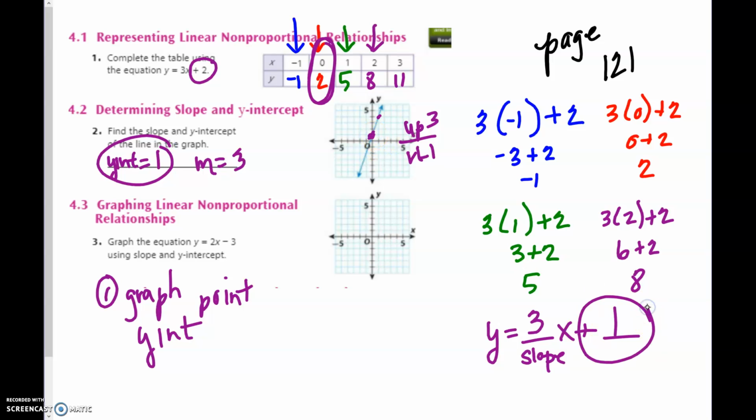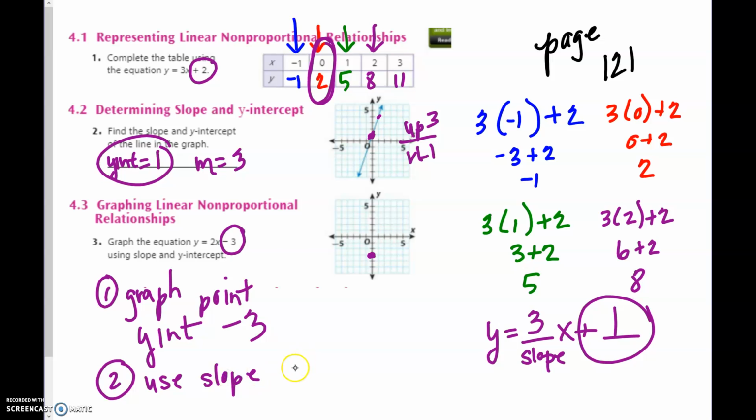So in this equation, the y-intercept is -3. So we're going to go down 1, 2, 3, and make sure you have a dot. That's going to be 1 point on your test. Then we're going to use slope to find more points. So use your slope to find more points.